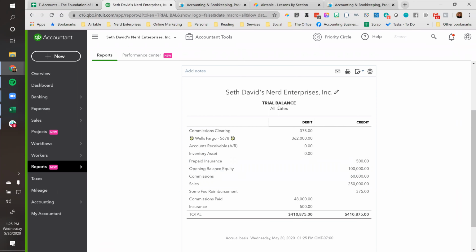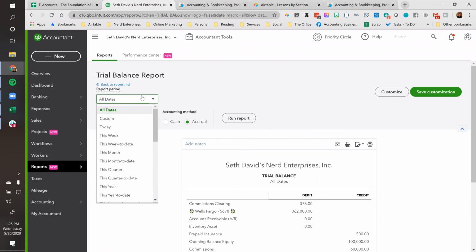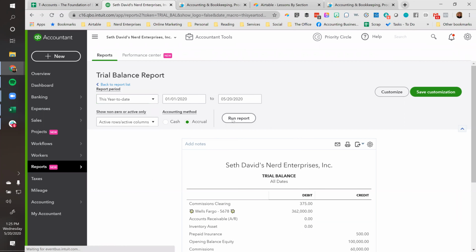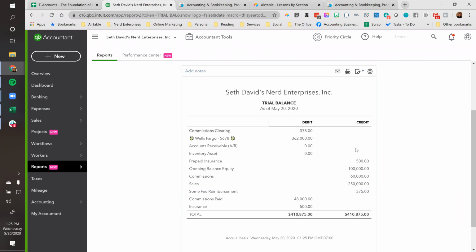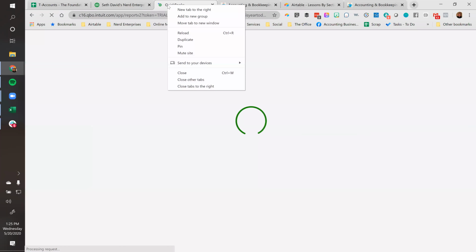And I love the trial balance report for this reason because it gives you everything across both balance sheet and P&L, right? And it balances everything perfectly. So what I'm gonna do is I'm gonna post date things so that I can carve out a trial balance for just a period, right? Let's go this year to date on this, and it looks like it's about the same. All right, so I'm going to duplicate this tab, and I'm going to duplicate it one more time.